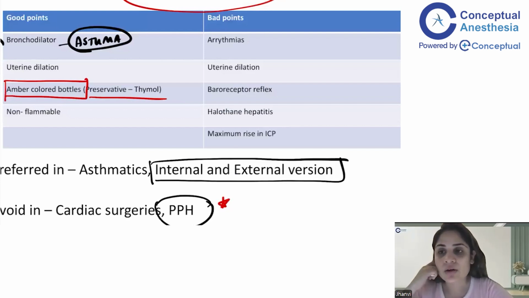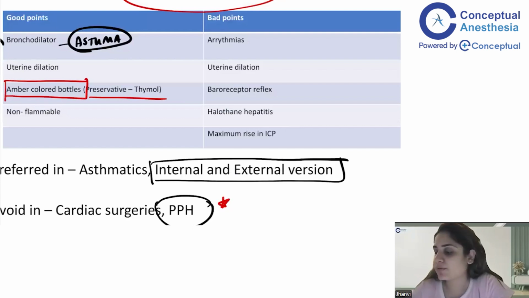Halothane is not flammable in nature, and this is one of the important properties of halothane, why it became quite famous. The agents that were coming before halothane, like cyclopropane and ether, were all very flammable. So it was not very safe to use them, and halothane changed the game with this property. Now, let's have a look at the bad points of halothane.